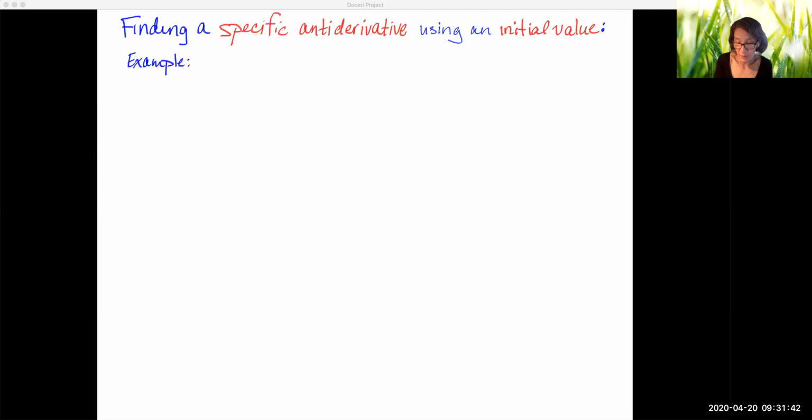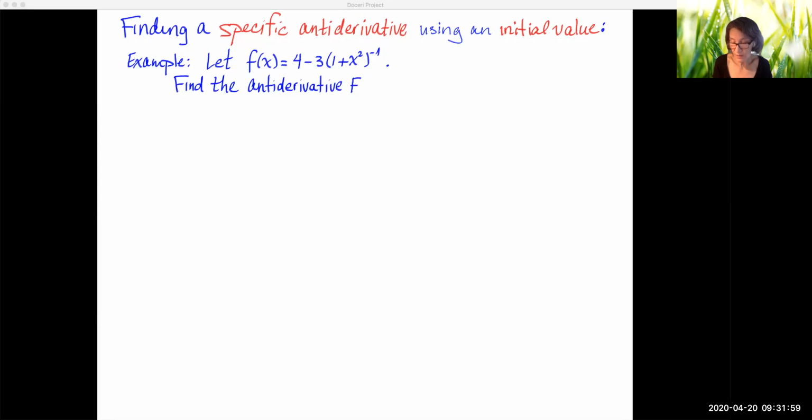We're going to do an example. So let's do another initial value problem. Suppose f of x is 4 minus 3 times (1 plus x squared) to the negative 1. Let's find the antiderivative of this, we're going to call it capital F, such that capital F of 1 is 0. So this is our initial value.